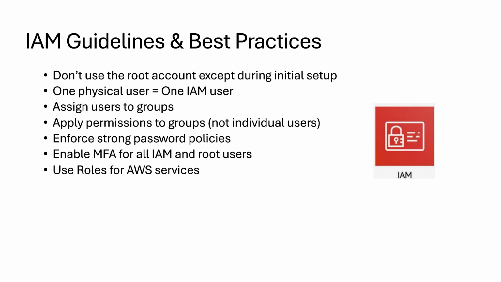Next one, use IAM roles whenever AWS services need permission. For example, if services like EC2 want to access Lambda or other service to service communications, always use IAM roles. And for CLI or SDK access, use access keys and remember never to share them. So never share the access keys which you created for your CLI or SDK access with others.